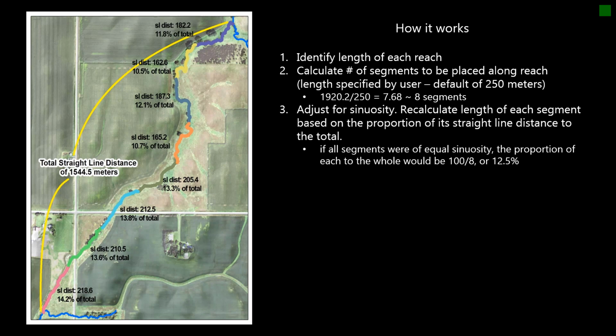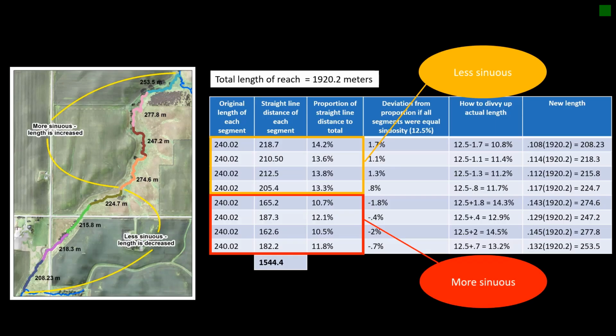We then do an adjustment for sinuosity. The length of each segment is recalculated based on its proportion of straight line distance to the total. For example, a very sinuous segment will have a smaller proportion of straight line to total length. Let's break this down further. First, we determine the proportion if all were equal, so that would be 100 divided by the number of segments in the reach. In this case, 100 divided by 8, which is 12.5.